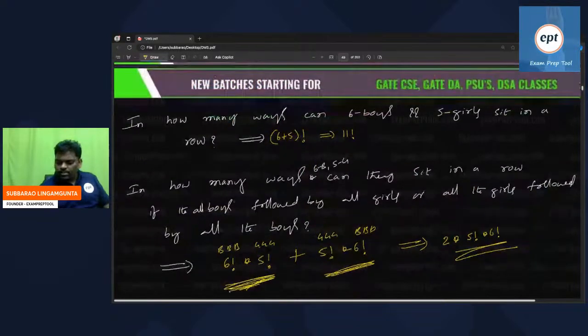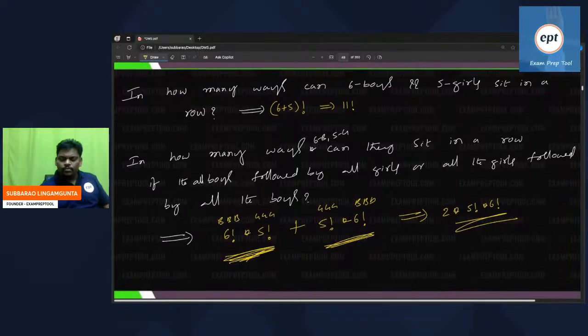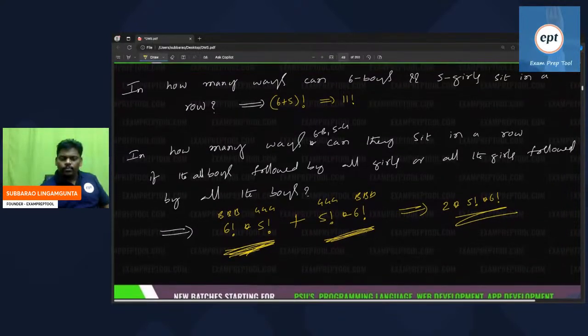This is the next problem. In how many ways can 6 boys and 5 girls sit in a row? It is one more problem. I have already done the answers, also as a pre-check for your convenience, so let me explain. See the problem.